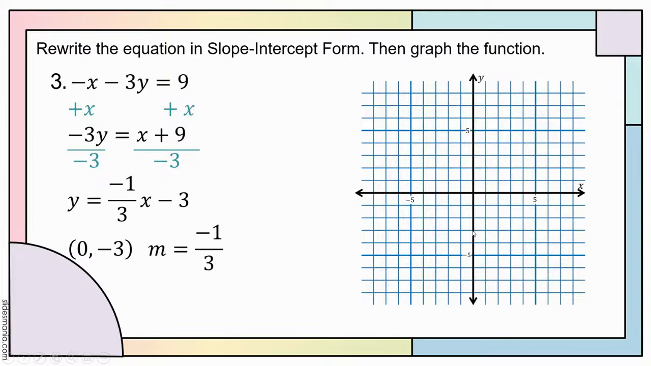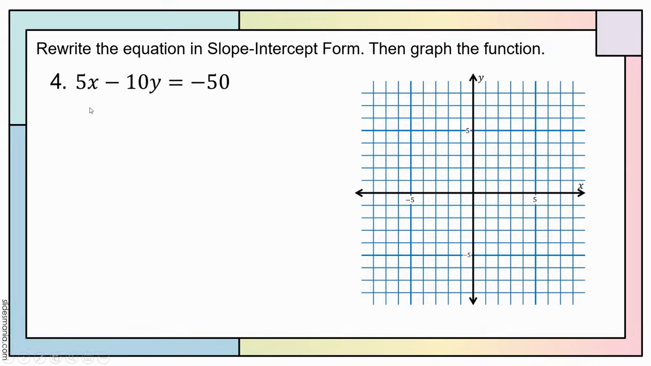So I will plot a point at 0, negative 3. From there I'll go down 1, right 3, down 1, right 3, and connect my points with a straight edge. Be sure to include arrows on both ends of your line.